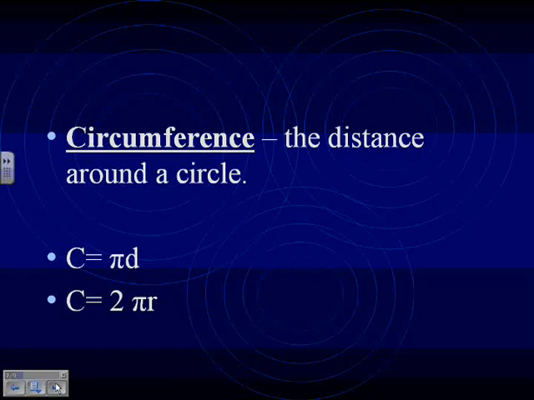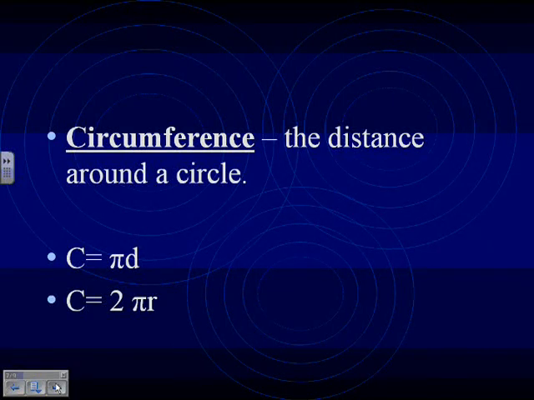Another term that I know you all know about already is circumference. And that is the distance around the circle. And we've got two different formulas that let us find circumference. Yeah, I guess my shirt's kind of fitting for what we're talking about today. We had C equals pi times diameter, and C equals 2 pi r.